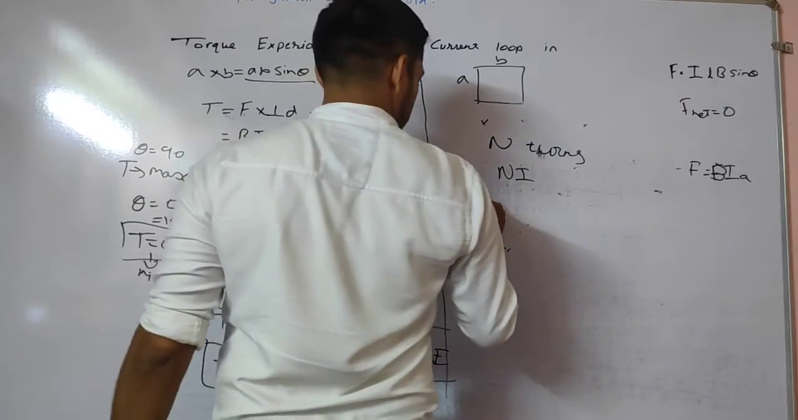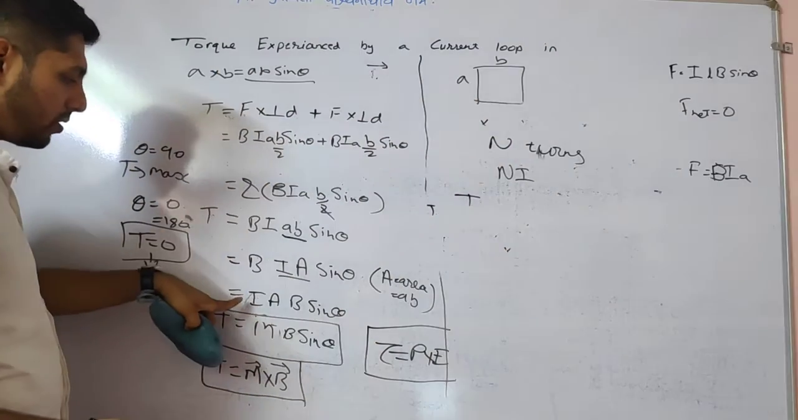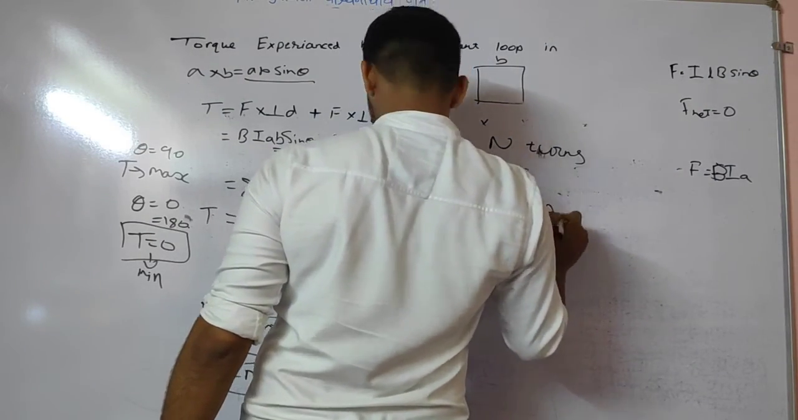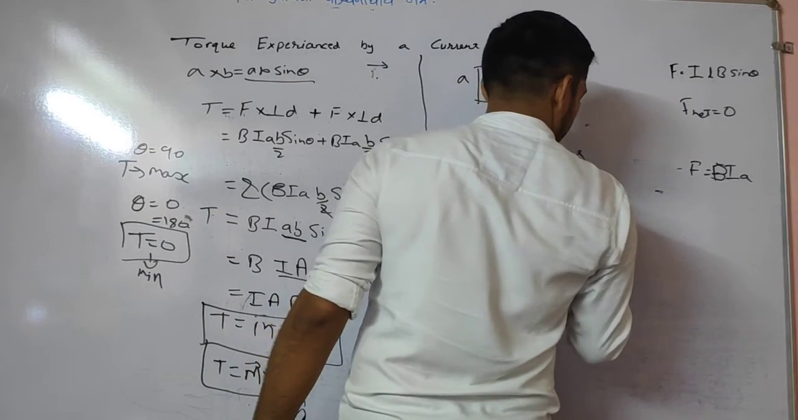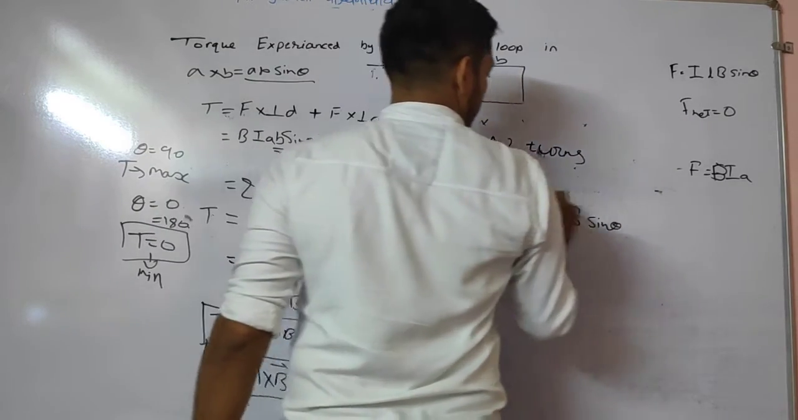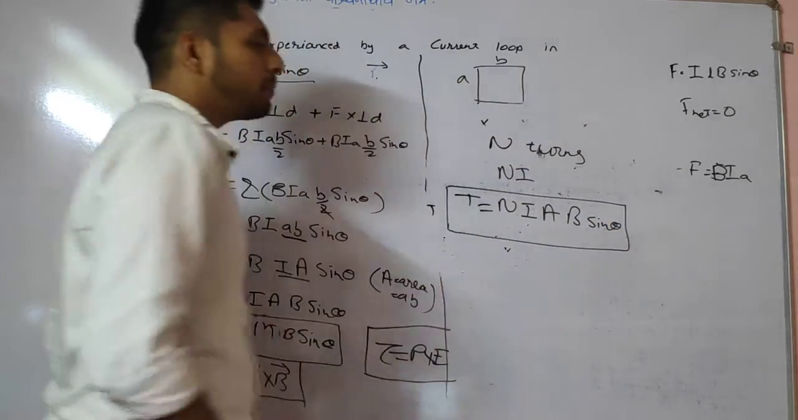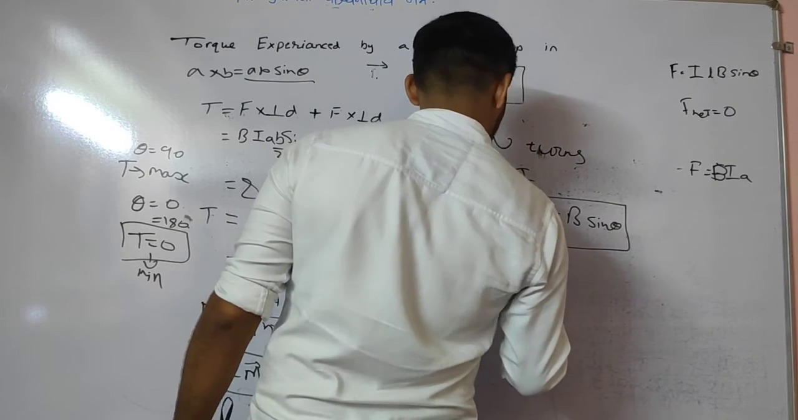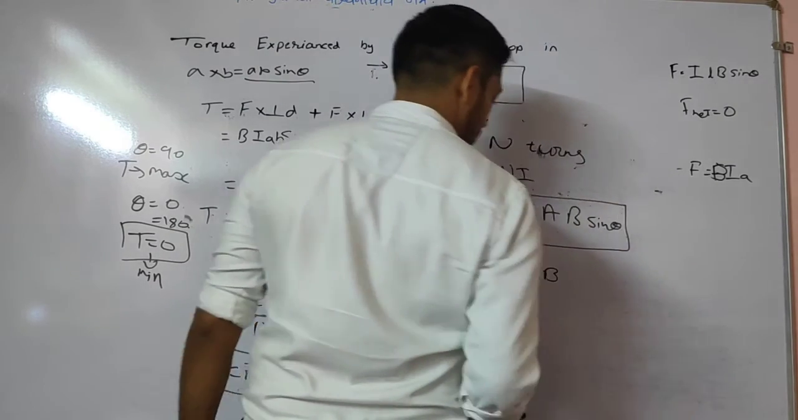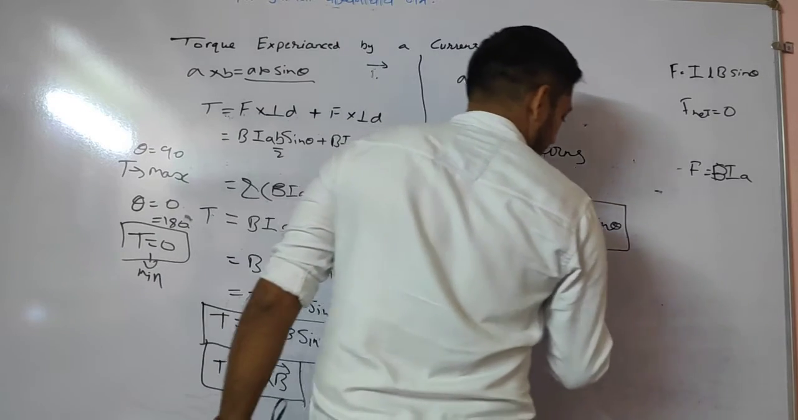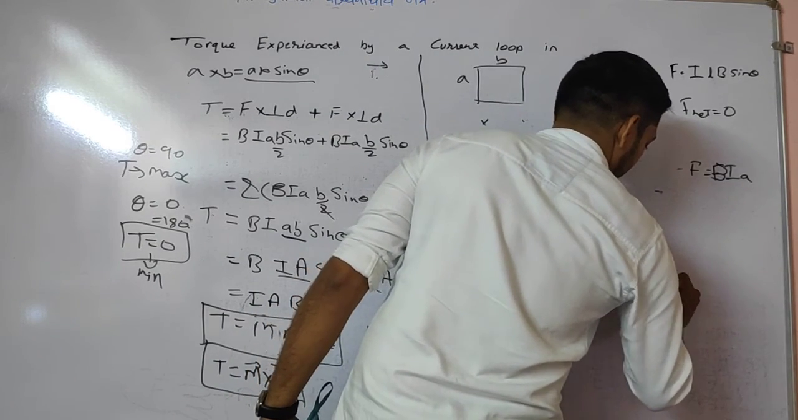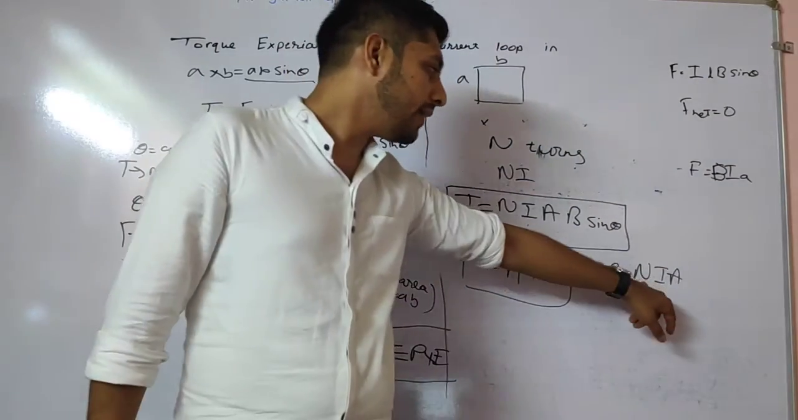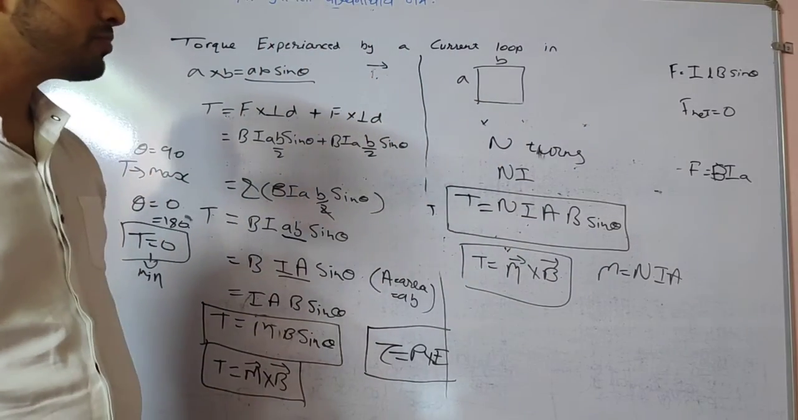So torque will be equals to, I'll put it in this formula, is equals to N I A B sine theta. This will become the formula if it is for number of turns. There are n number of turns, or I can also write tau equals to M cross B, where M will be equals to N I A. That is N I into A. I hope this much is very clear to you.